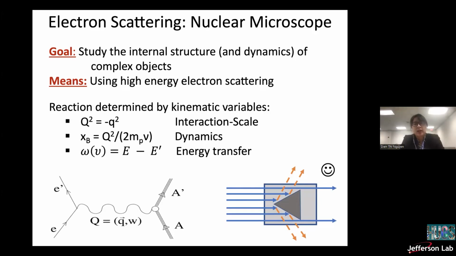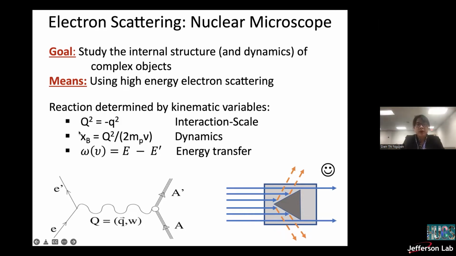Electron scattering also has its own controlling system. That one is determined by different kinematic variables. I listed three of them here. The first one is Q squared. This Q squared is the minus of the square of the four-momentum transfer vector q that I introduced earlier. This plays the role of the interaction scale, very much like resolution, and we will go into it more later.